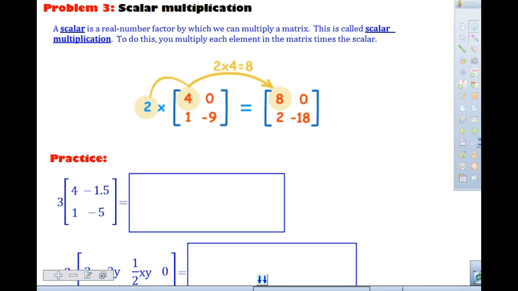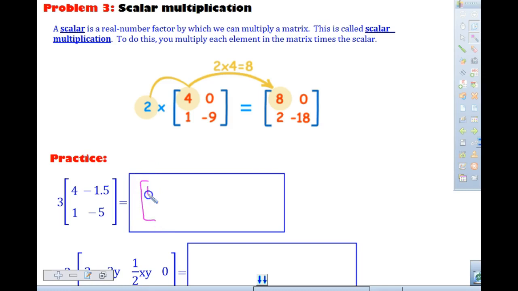All right, multiplication. Next one down. So scalar multiplication is a real number factor by which you can multiply a matrix. This is called scalar multiplication, and to do this, you multiply each element by what? It's kind of like distributive property. That's the easiest way to describe it. Distributive property, right? So you're taking 2 times everything on the inside. Some people like to write that down. If you need a calculator, but you shouldn't.